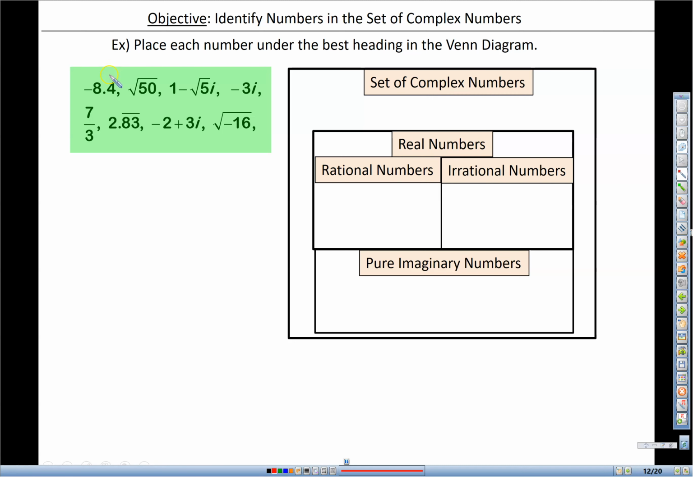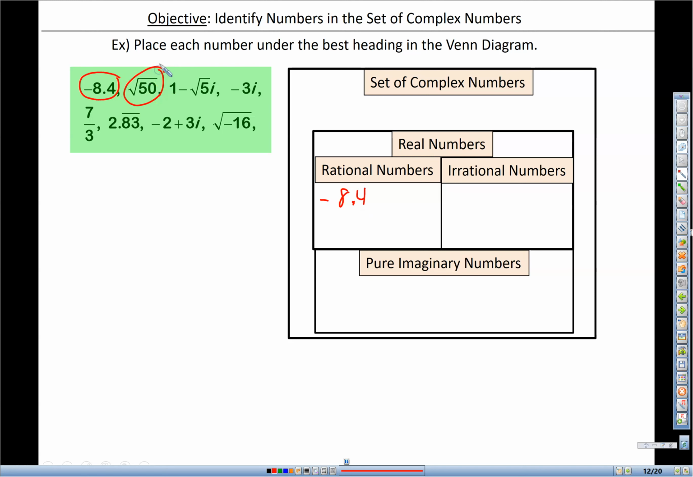All right, so let's take a look at our first number here, negative 8.4. Negative 8.4 is what we call a terminating decimal. All terminating decimals can be written as fractions, which makes them rational.